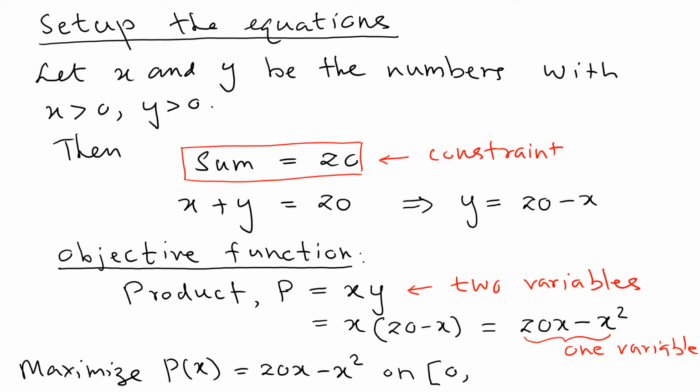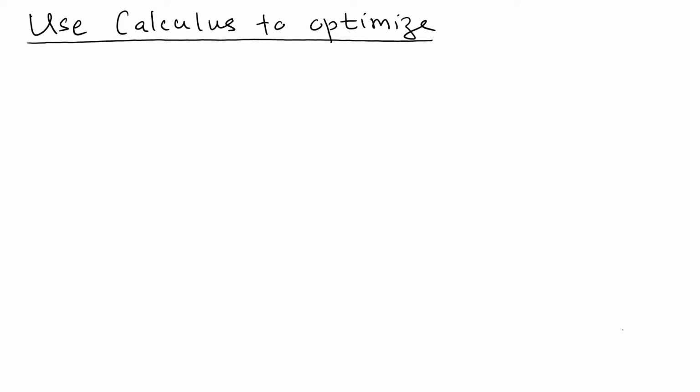So that means the largest possible value would be 20. So that means you're going to maximize this function on this interval. So this is the correct objective function on the correct interval. So you have to do that first. Now what we can do, we can use calculus to find the maximum or minimum value from the problem. So let's do that part next. So use calculus to optimize.